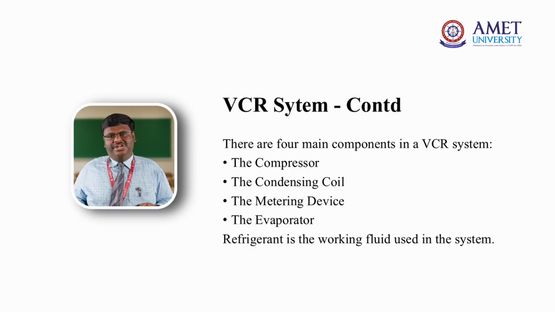The vapor compression refrigeration system has four major components. Number one, it is the compressor. Number two, it is the condenser. Number three, it is the expansion valve. And number four, it is the evaporator. So these are the four major components present in a vapor compression refrigeration system. And the four processes that take place in a refrigeration system are compression in a compressor, condensation in a condenser, expansion in an expansion valve, and evaporation in an evaporator. So these are the four processes which take place in a vapor compression refrigeration system.